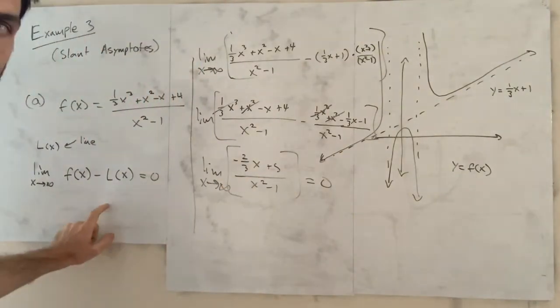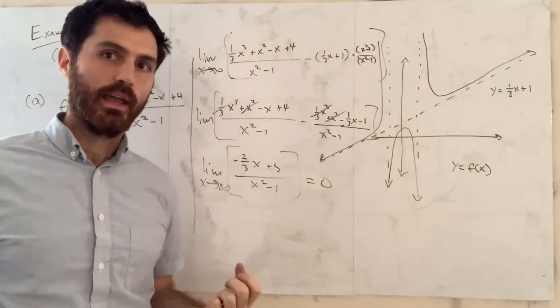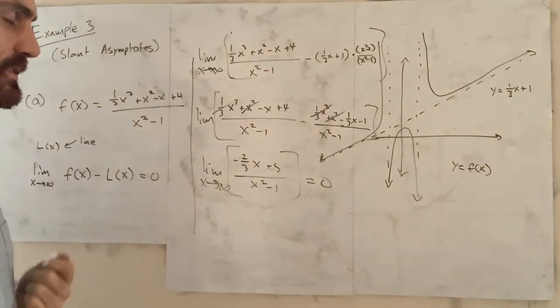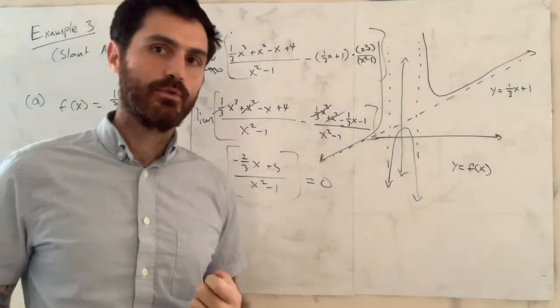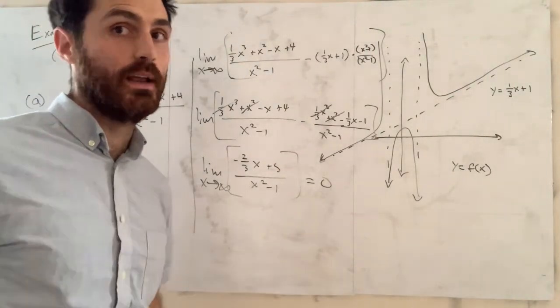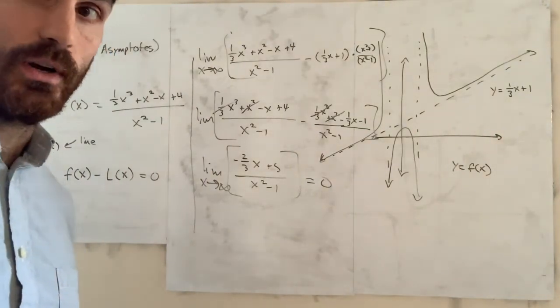You check this limit. So that should at least give you a way to get started, especially if you have kind of a guess on what the slant asymptote is, or someone gives you information, you can check it to make sure. Okay, we're going to do an example where we check for a slant asymptote, where we find a slant asymptote in a second.